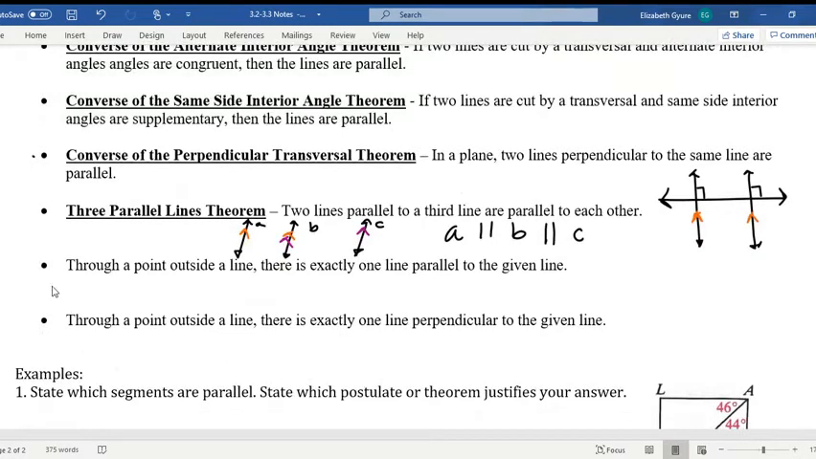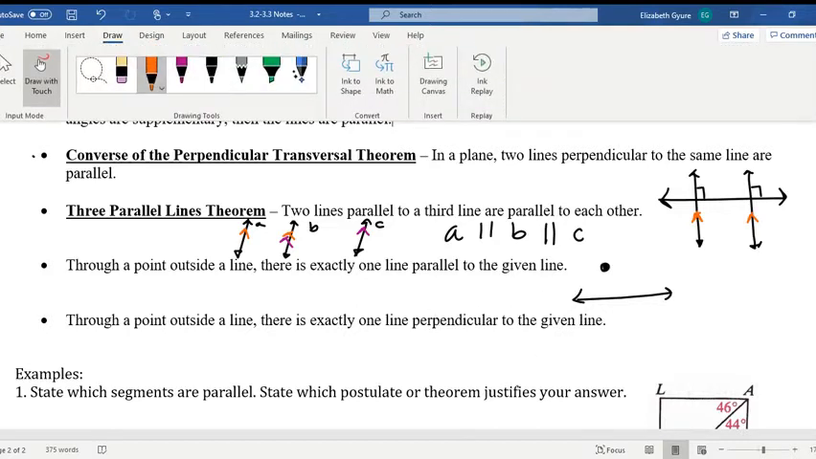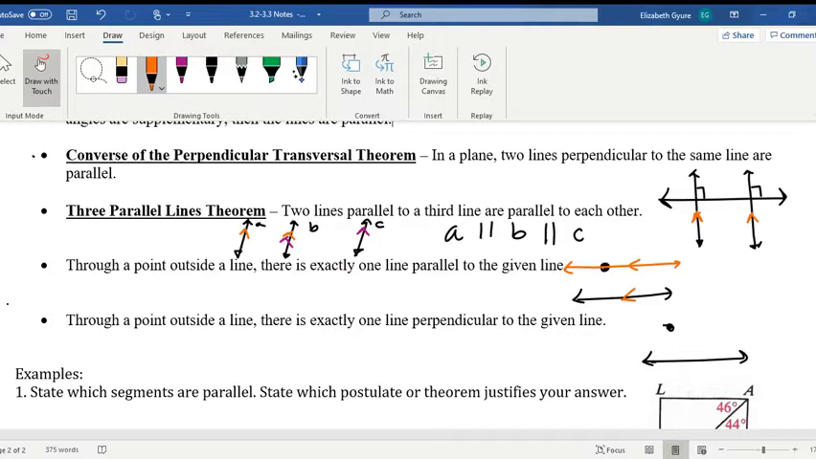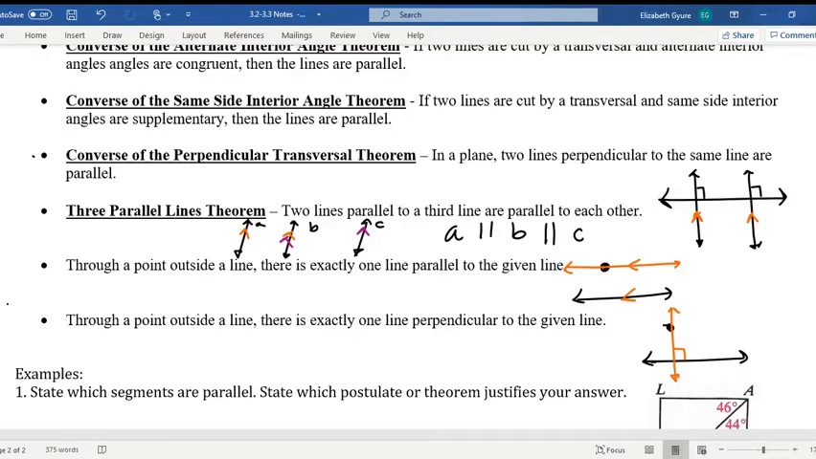Then the next two theorems don't really have names, they're more just descriptions. Through a point outside a line, there is exactly one line parallel to the given line. What this is saying is if you have a line and a point outside of that line, then there is exactly one line that could go through this point that would be parallel to that given line. You can also follow this same logic with perpendicular lines. Through a point outside a line, there is exactly one line perpendicular to the given line. So if you have a line and a point outside of it, there's only one line that can go through this point that would be perpendicular to the original line.